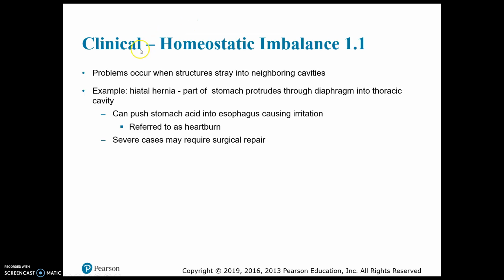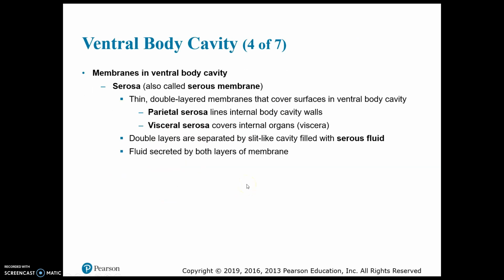Okay, so this is a clinical example. Problems occur when structures stray into neighboring cavities. An example of this is a hiatal hernia, which is when part of the stomach protrudes through the diaphragm into the thoracic cavity. And it may require surgery.